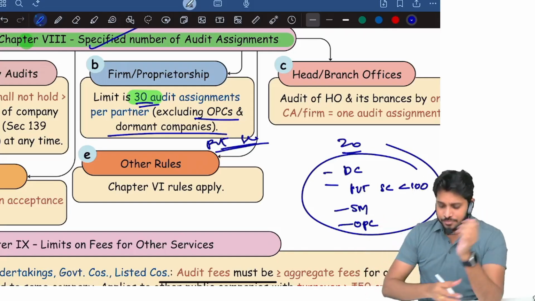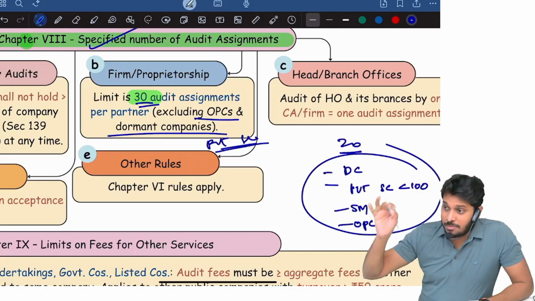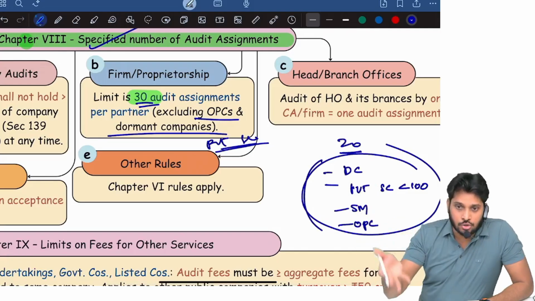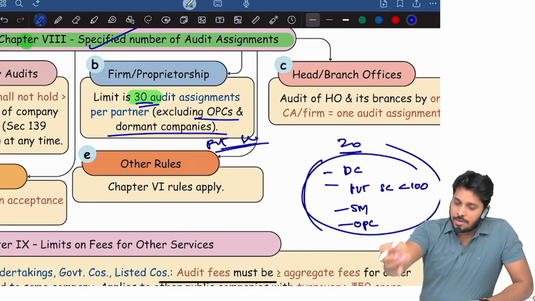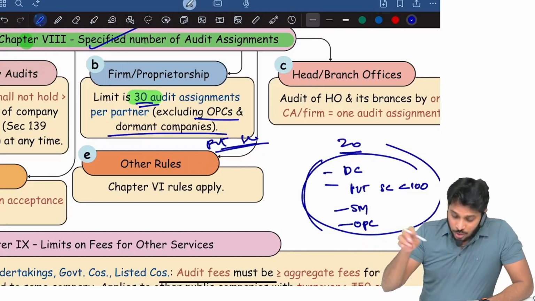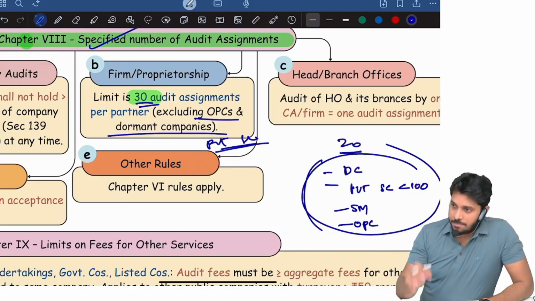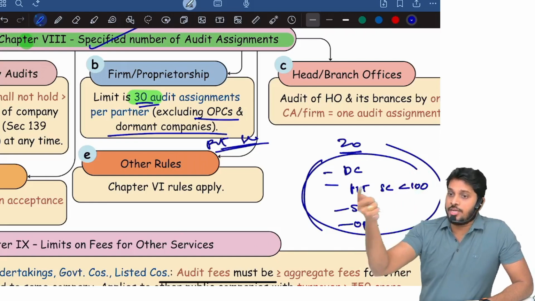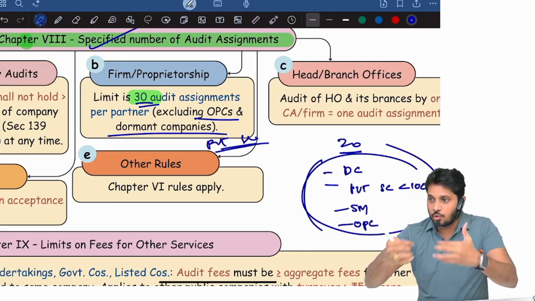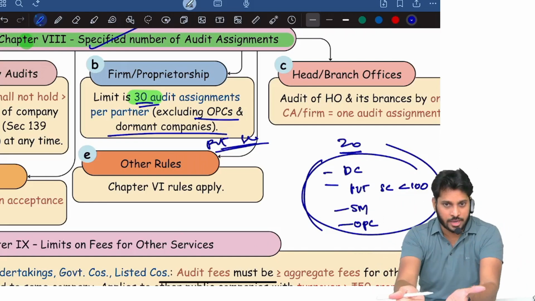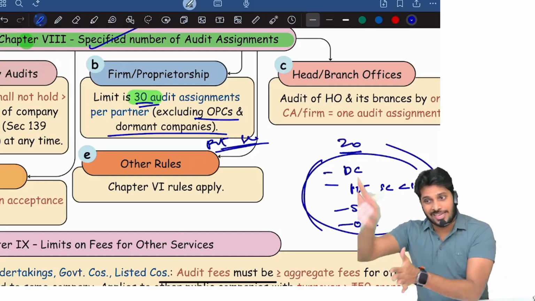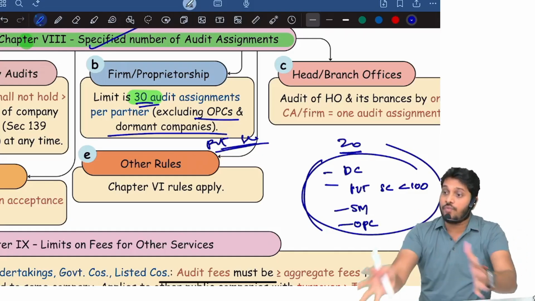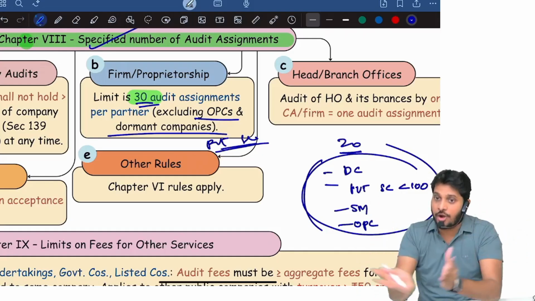Now, under the Companies Act, maximum company audit assignments cannot exceed 20, where the 20 do not include dormant company, small company, one-person company, and a private company with paid up capital less than 100 crore. Whereas under ethics, under council guidelines, the limit is 30, excluding OPC and excluding dormant company. Now there is a conflict here. Which one should I follow? I should satisfy both. The number of audits should not be more than 20 as per company law, and not more than 30 as per council guidelines. Both I should fulfill. My audit composition should be in such a way.